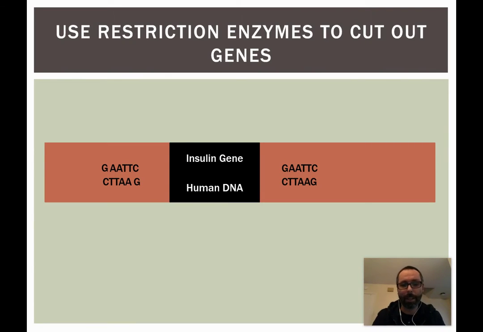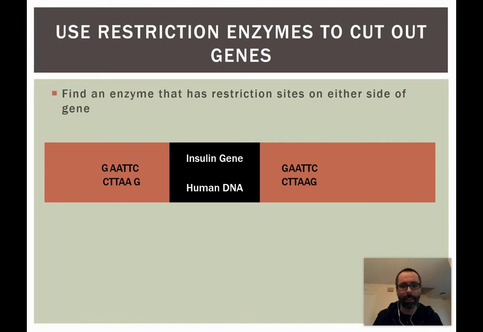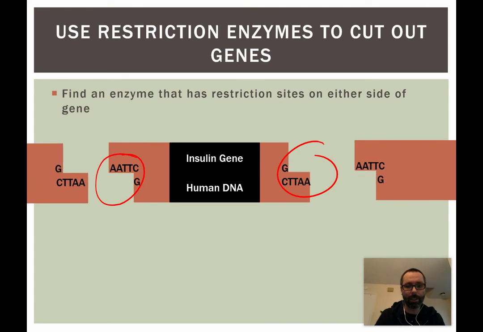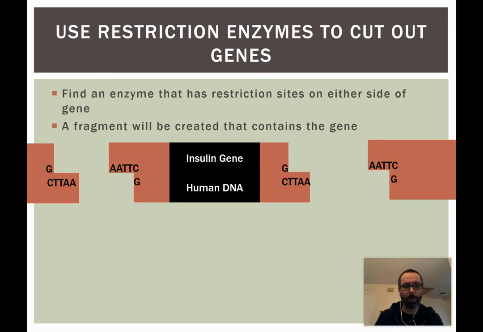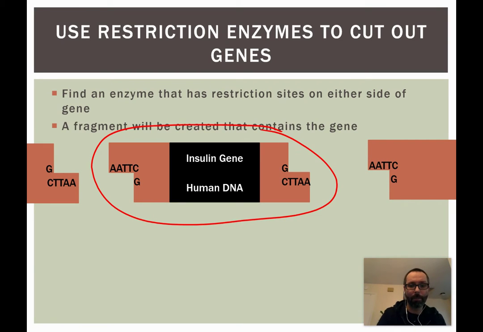So for example, let's say we have this long string of human DNA, and we know that the insulin gene is on chromosome number 11 in this one spot. Well, we find a restriction site on either side of the gene, right? So here's a restriction site on the left, here's one on the right, and if we cut it with the restriction enzyme, we will end up with a fragment. We'll end up with this piece that has the insulin gene on it, right? So now we can take this little piece and transfer it to wherever we want to transfer it to.